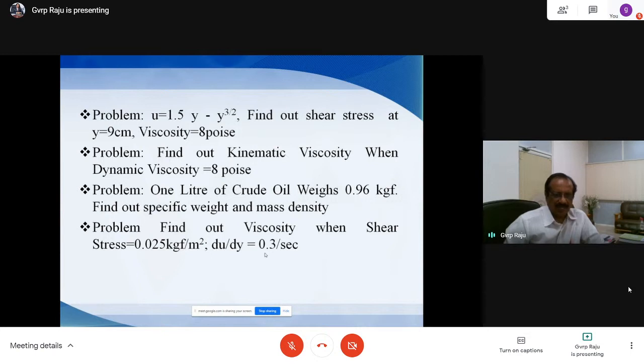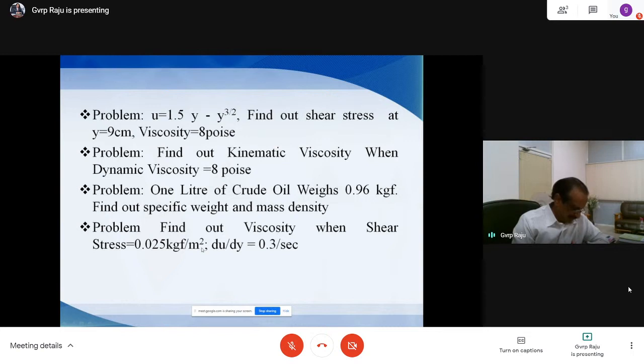So we have Newton's equation of viscosity, which is tau is equal to mu into du by dy, and mu is equal to tau by du by dy. So we have shear stress here as 0.025, so 0.025 divided by 0.3. So du by dy has the unit 1 per second, and shear stress is kg force per meter square.